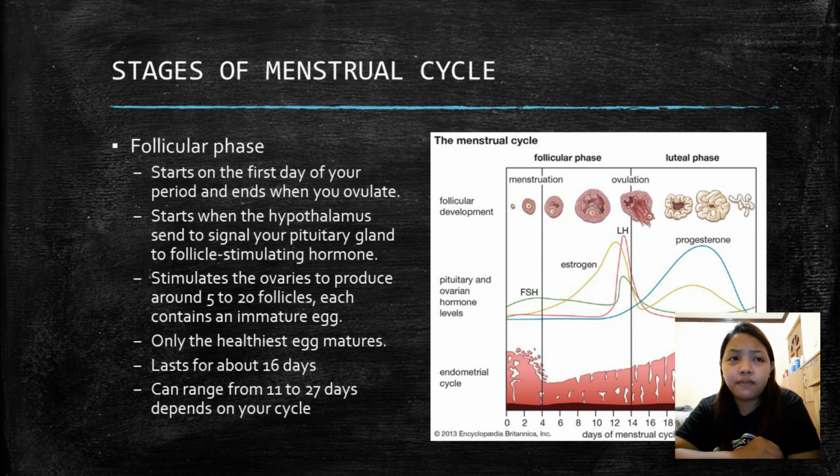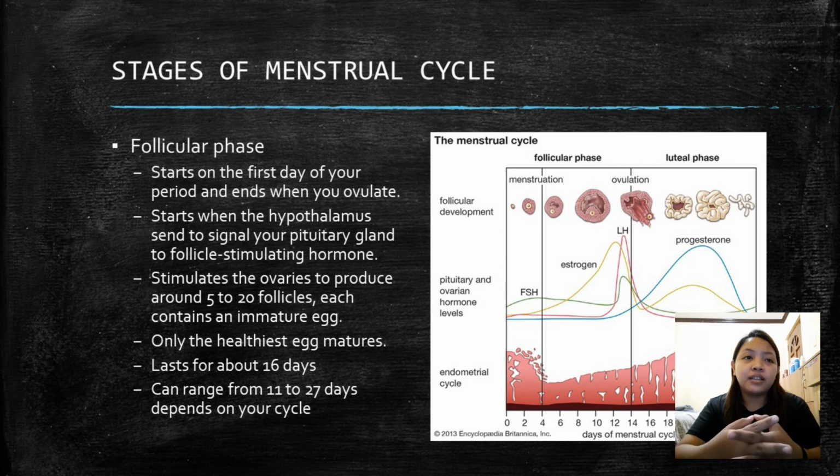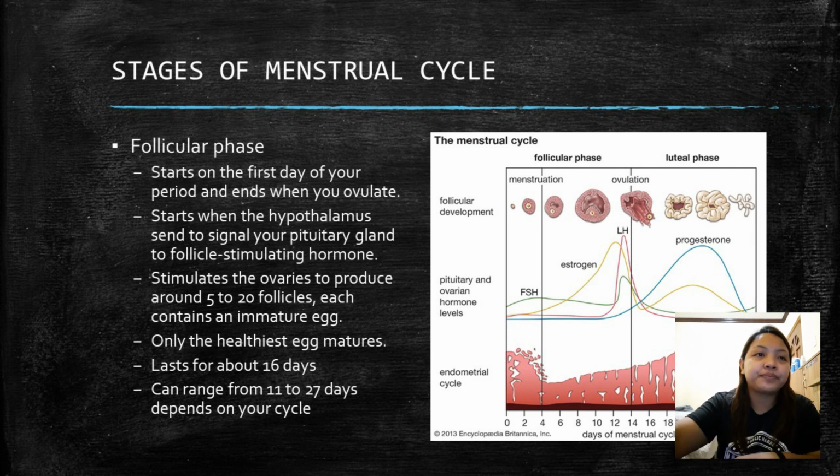The follicular phase starts on the first day of your period and ends when you ovulate. It starts when the hypothalamus signals your pituitary gland to release follicle-stimulating hormone, which stimulates the ovaries to produce around 5 to 10 follicles. Each contains an immature egg. Only the healthiest egg matures. This phase lasts for about 16 days and can range from 11 to 27 days depending on your cycle.